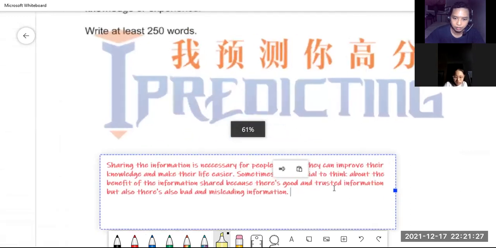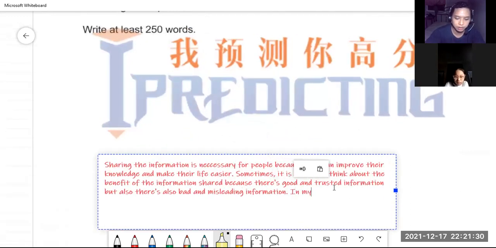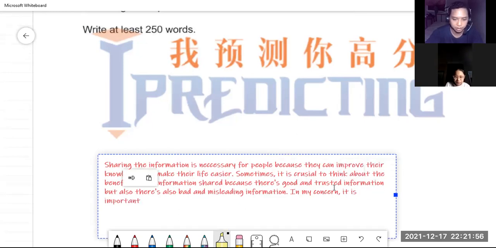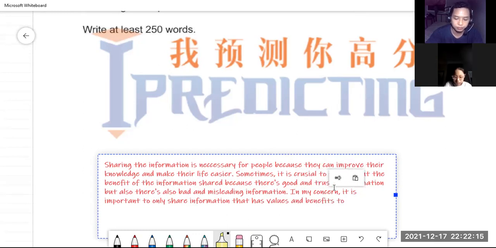Okay. My concern, what did you say? It is only sharing information if it is bringing the good benefit. Okay, it is bring the good benefit to people. Okay, it is important to only share information that has values and benefits to people. Okay, very good. Okay, next.